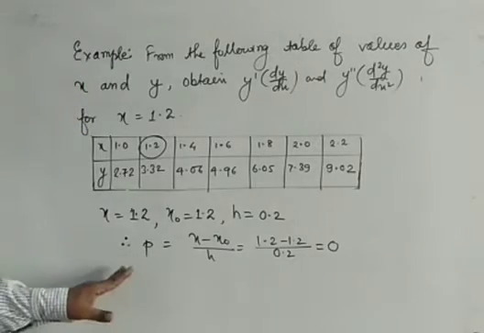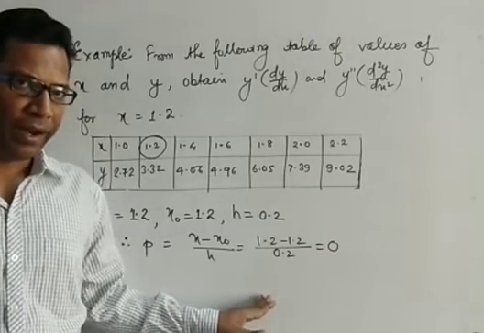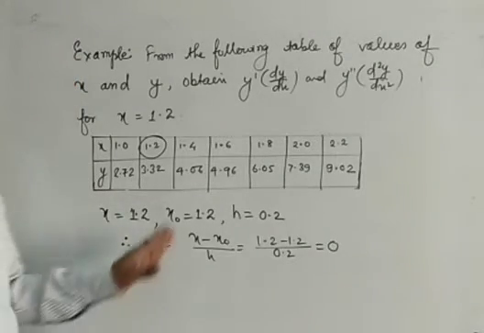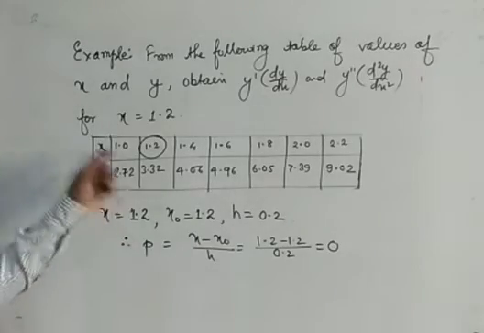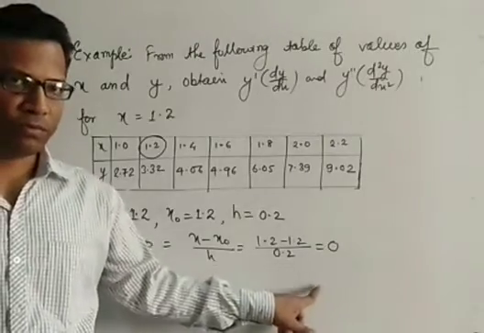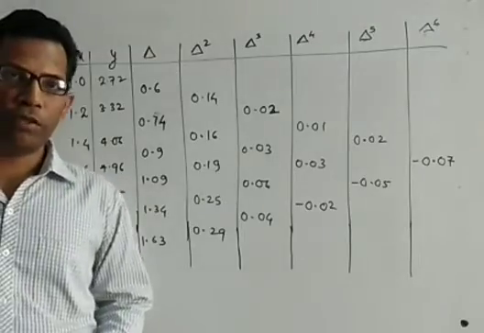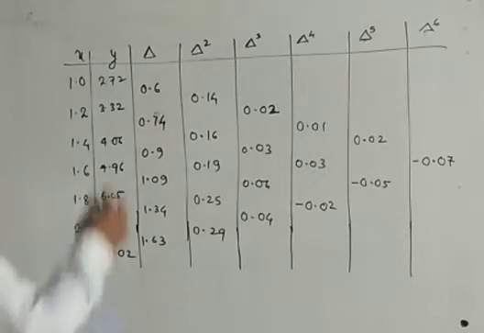Now, in the next step, we will create the difference table and apply formula number 2 and formula number 4 to calculate the first derivative and second derivative when p equals 0. Now, to solve this question, first we have to create the difference table. So here is the difference table.